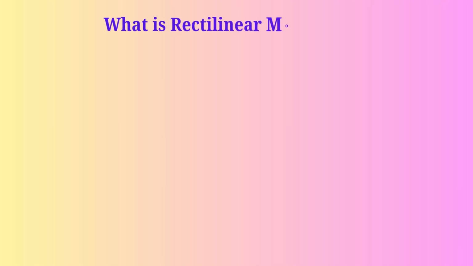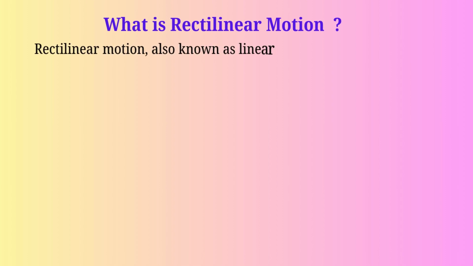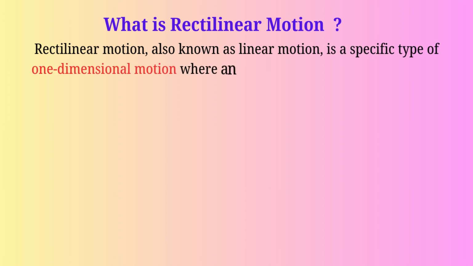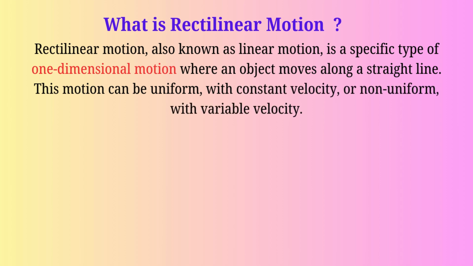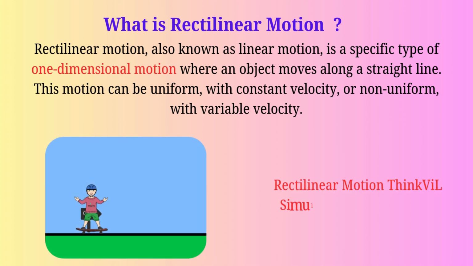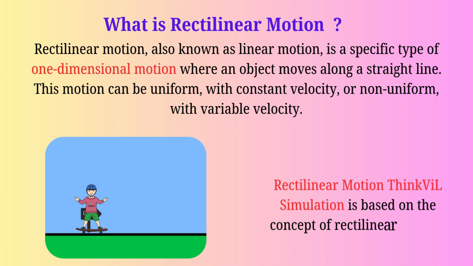First, let's understand, what is rectilinear motion? Rectilinear motion, also known as linear motion, is a specific type of one-dimensional motion where an object moves along a straight line. This motion can be uniform, with constant velocity, or non-uniform, with variable velocity. Rectilinear motion ThinkViL simulation is based on the concept of rectilinear motion.